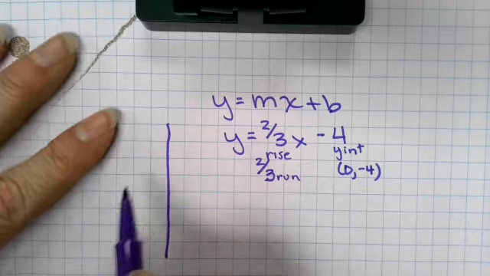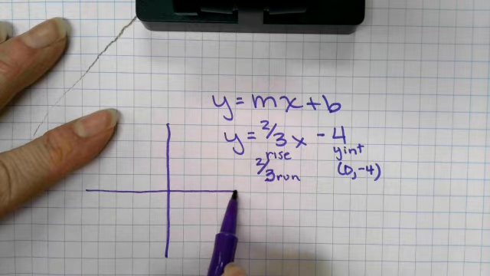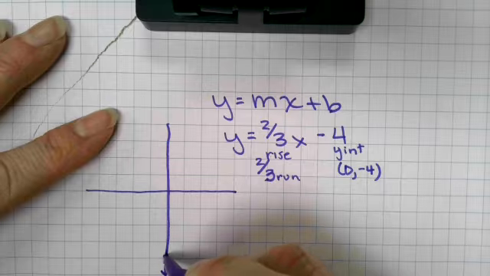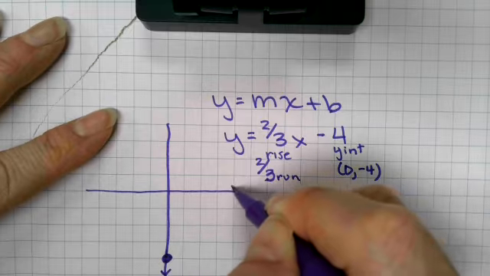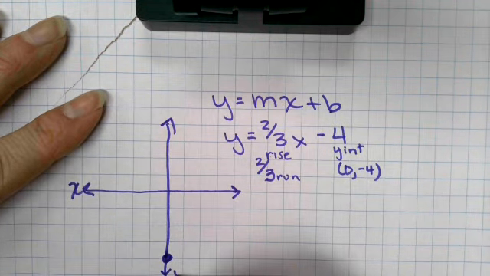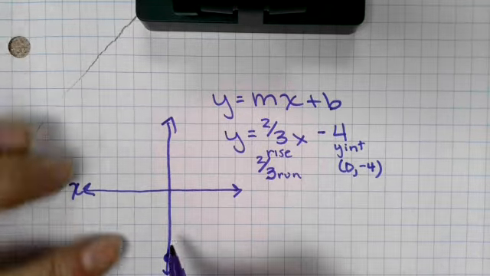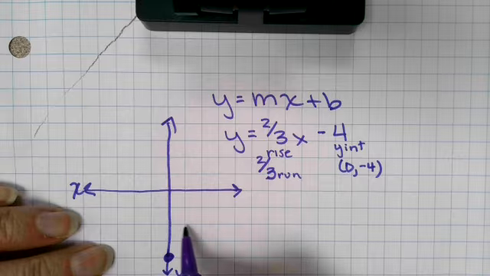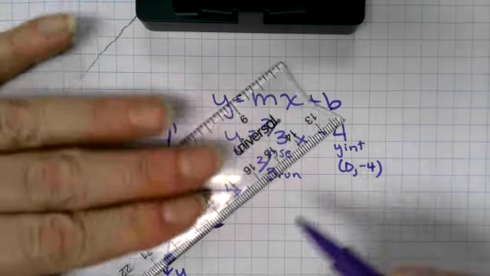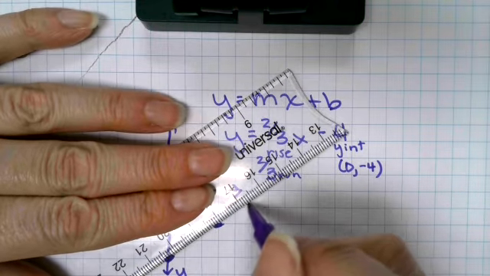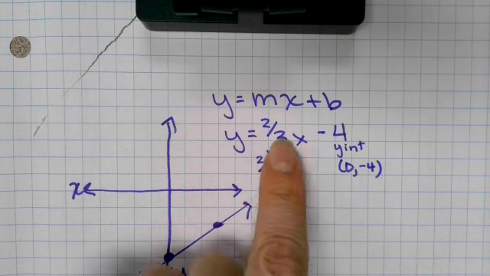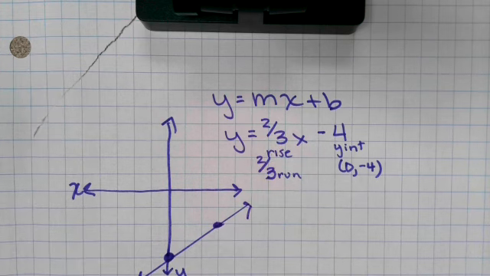So make an x and y axis. 4 is where it needs to touch that y axis up. And then it needs to go up 2 and over 3. 1, 2, 1, 2, 3. And then you put your line in. This line has a positive slope. You can tell because it's pointing upward, but the number in front of x is also a positive number.